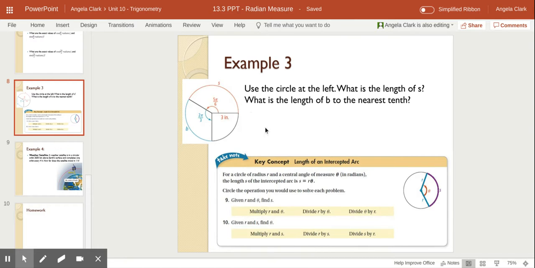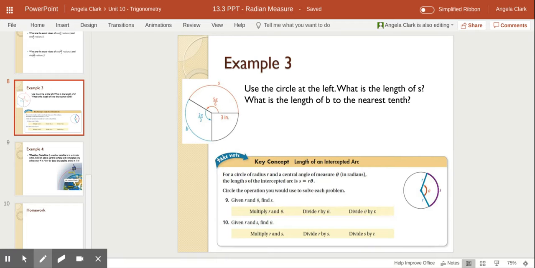As I talked about in part 1 of 13.3, the way we've defined radians allows us to take the radian angle measure times the radius, and that gives us the arc length. So this arc length S is just 5 pi over 6 times 3. This arc length B is just 2 pi over 3 times 3. So it's just angle times radius, assuming that the angle is in radians. This only works with radians, not degrees, which is one of the perks of radians.